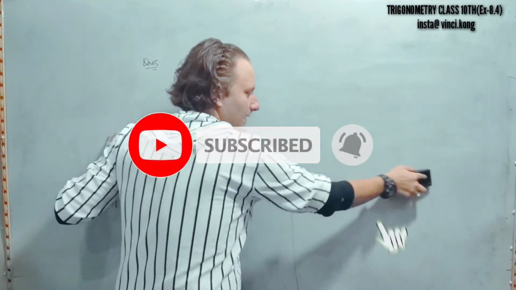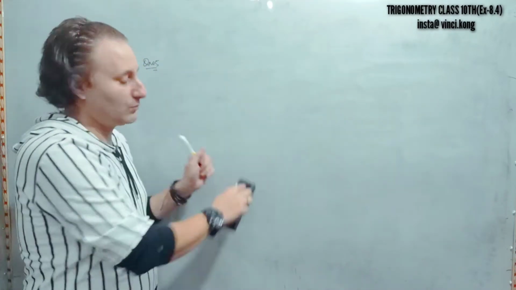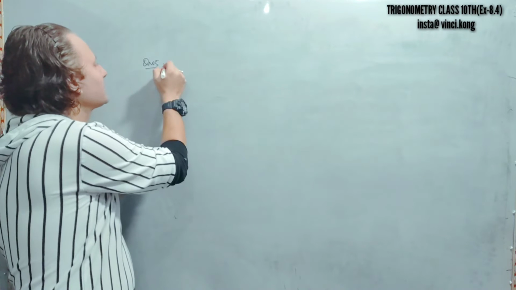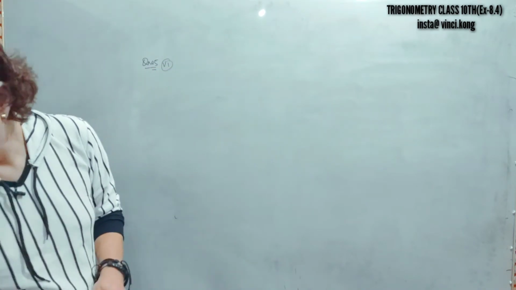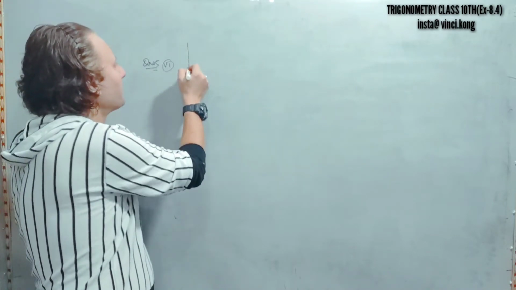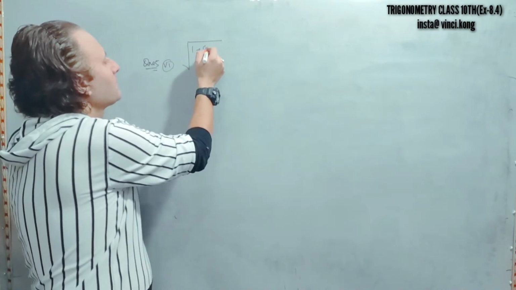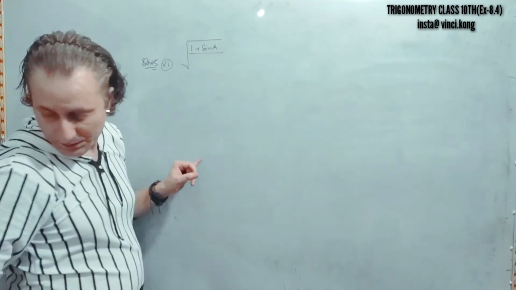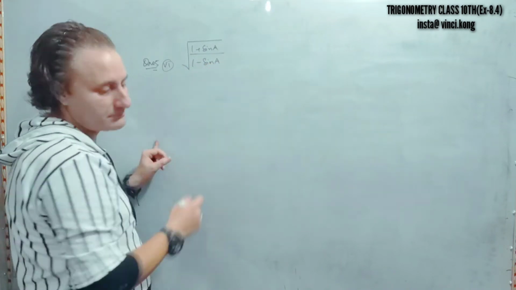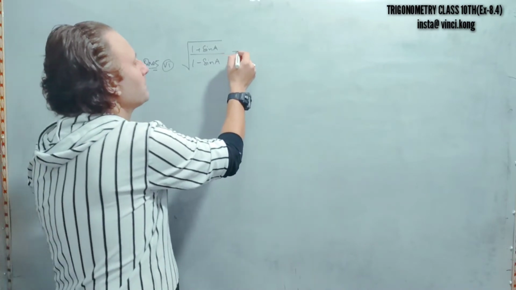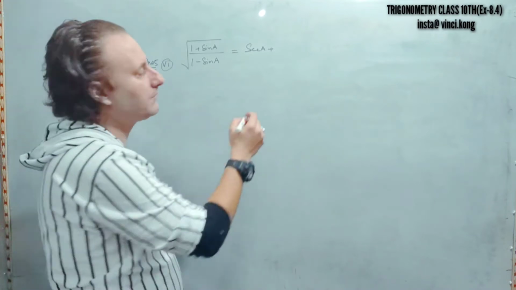So we are halfway done, guys. We have a few more questions and they are not big ones. So let's move to part number 6. Part number 6 says under root 1 plus sine A whole divided by 1 minus sine A is equal to sec A plus tan A.